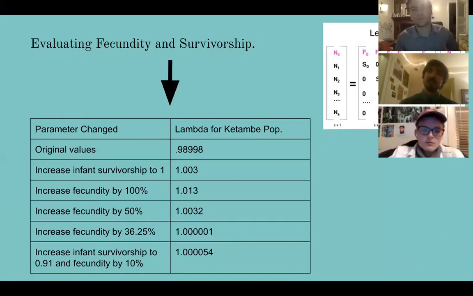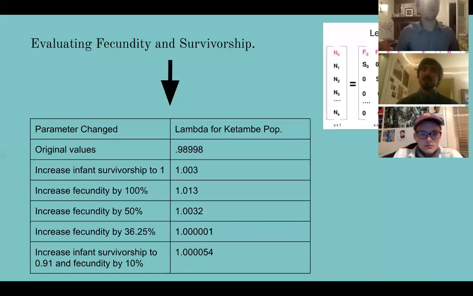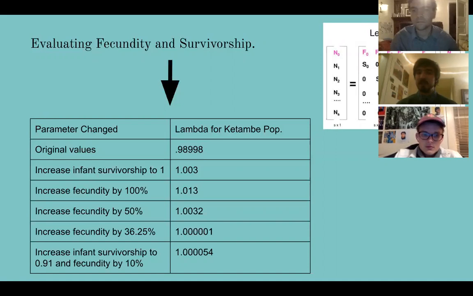We decided to increase fecundity by a percentage instead of just increasing 1 year's or a couple years' values, because lambda is constant throughout the orangutan life cycle, so increasing them all makes the most sense. We also discovered that you could get slight population growth by increasing survivorship of infants to 0.91 and fecundity by about 10%, which we think is a little more realistic than, for example, increasing survivorship to 1 across the board.